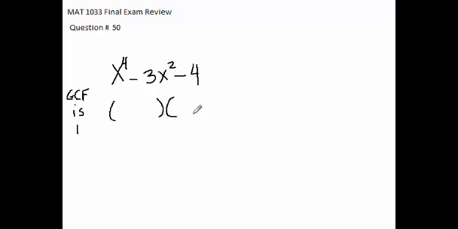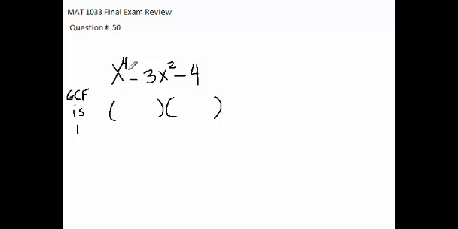MAT1033 Final Exam Review Question 50. We have a polynomial we're supposed to factor completely. X to the fourth minus 3x squared minus 4. GCF is 1. It's a trinomial, so I would try to find the two binomials whose product would be the trinomial given. Now we need to split x to the fourth and first times first. And how do we split that?